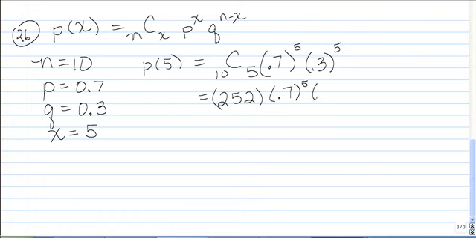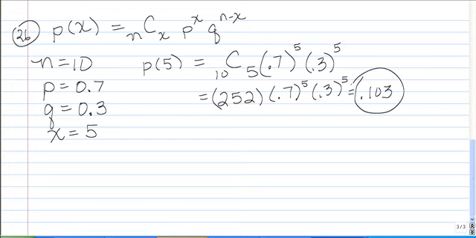Okay, once I get that, I'm going to go ahead and multiply this out on my calculator. 252 times 0.7, make sure you use your exponent key, to the 5th, times 0.3 raised to the 5th. And let's see, looks like 3 decimal places is what they want here, so that's 0.102. To the right of the 2 is a 9, so that would be rounded to a 3.